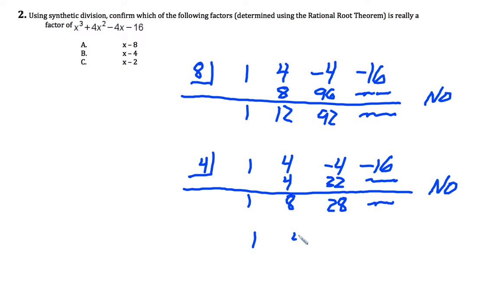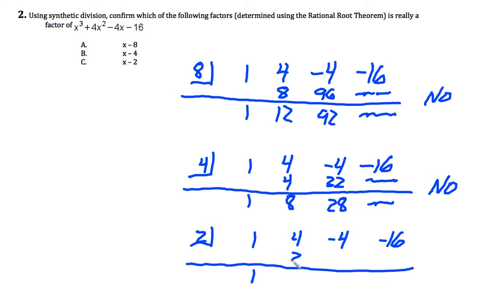One more time. 1, 4, negative 4, and negative 16 are my coefficients. This time we're dividing by x minus 2, so 2 goes in the balcony. 1 and nothing makes 1, 1 times 2 makes 2, 4 and 2 makes 6, 6 times 2 makes 12, 12 and negative 4 makes 8, 8 times 2 makes 16, and these add to cancel out. I have no remainder. This is a factor. The correct answer is that x minus 2 is a factor of the original polynomial.